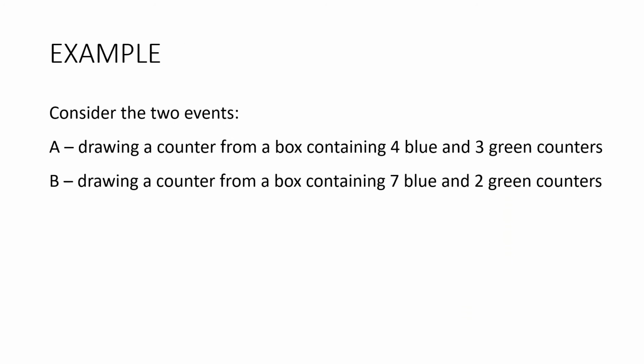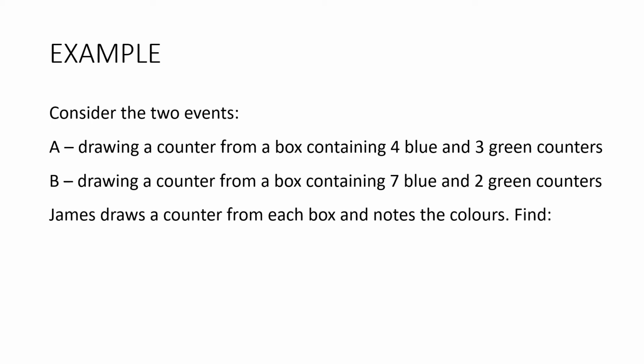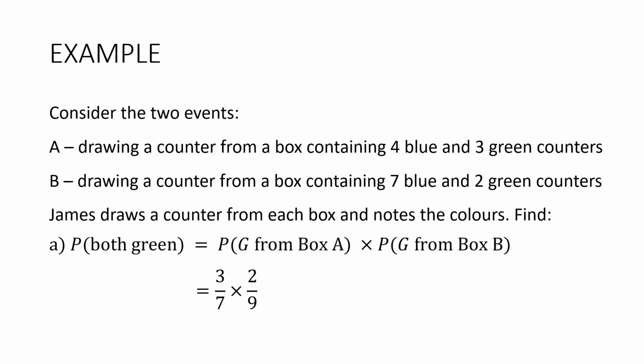Let's see how we use it. Consider the two events. A is that we draw a counter from a box containing 4 blue and 3 green counters. B, we draw a counter from a box containing 7 blue and 2 green counters. James draws a counter from each box and notes the colours. Find the probability they are both green. So we want the probability of green from the first box, and, which means times, the probability we draw a green from the second box. All right, what's the probability we're going to get a green from this first box? 3 out of 7, and, which is times, green from the second one is 2 out of 9. And all we have to do is do that on our calculator, and we get 2 out of 21.